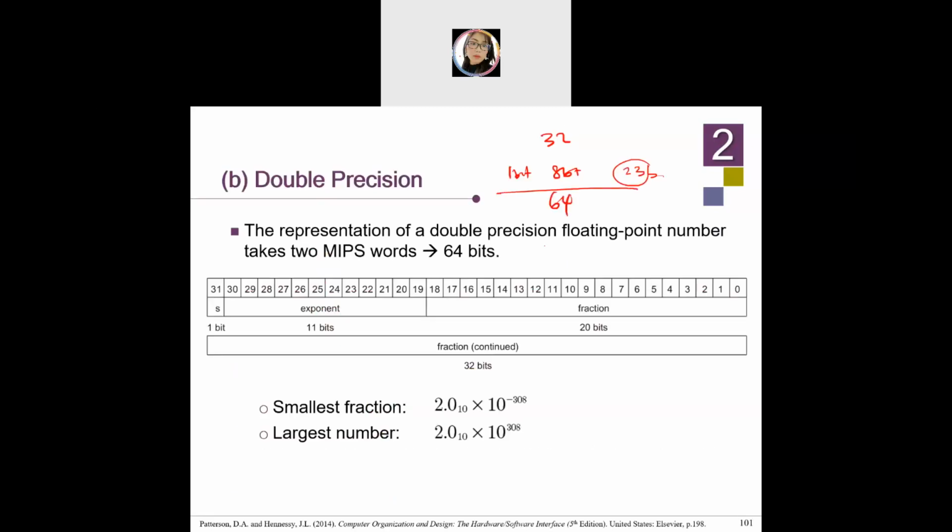But for 64-bit, now you have 1 bit for sign, 11 bits for your exponent, and you need to have 52 for your fraction. Because it's quite long there, that's why it's continuous. 52 bits. So this is the range for the smallest and largest number that you can support in your double precision format.